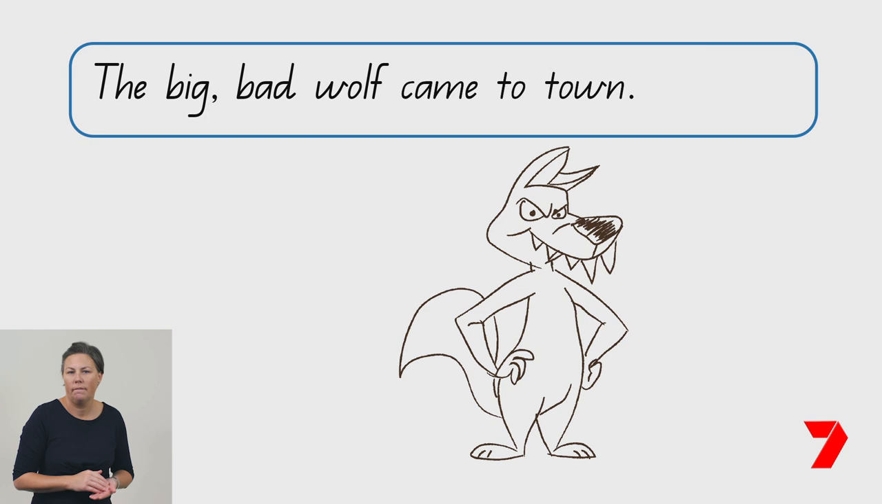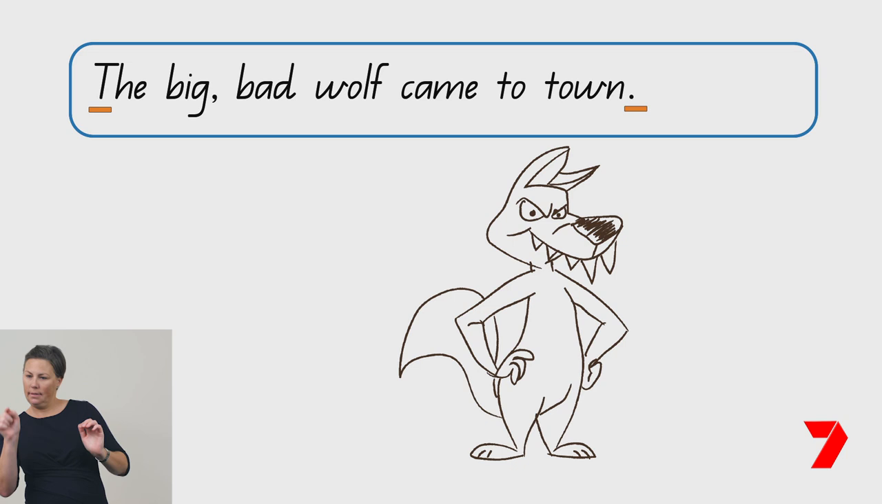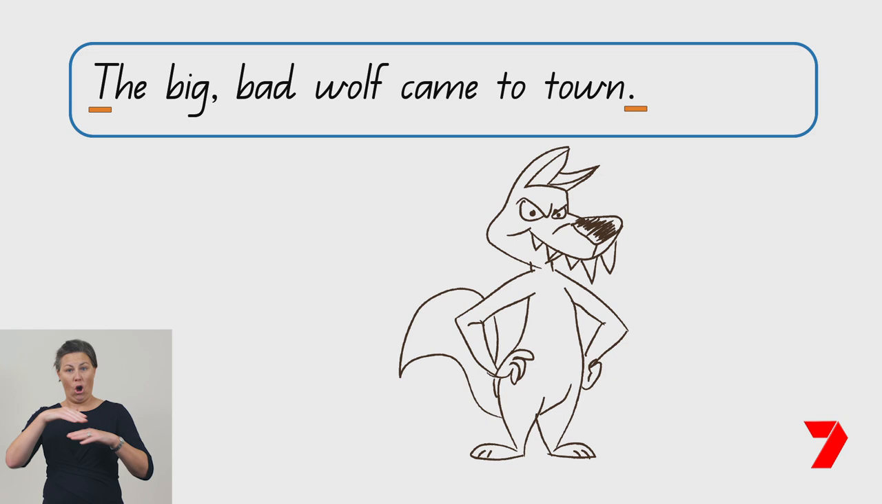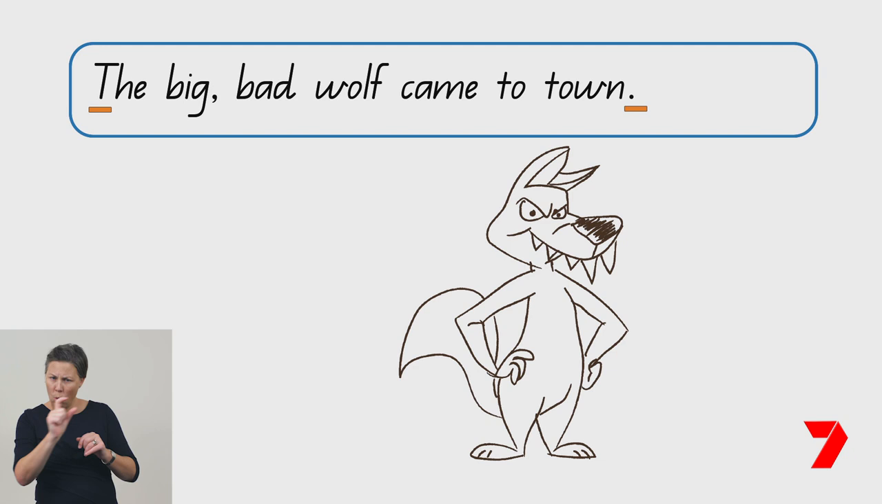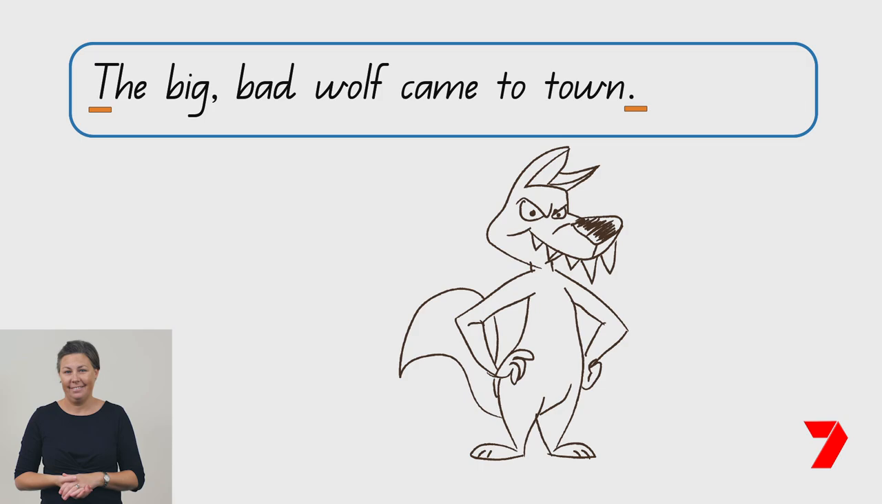I've included details to tell about where he came to town. That is the end of my sentence. I have put a capital letter at the beginning and a full stop to show that it is the end of my sentence. I've now finished writing my sentence about the big bad wolf. Let's read through my writing together and check that my sentence makes sense. The big bad wolf came to town. Yes, my sentence makes sense and matches my picture of the big bad wolf.